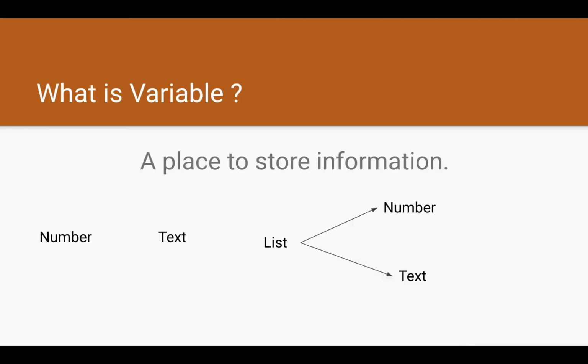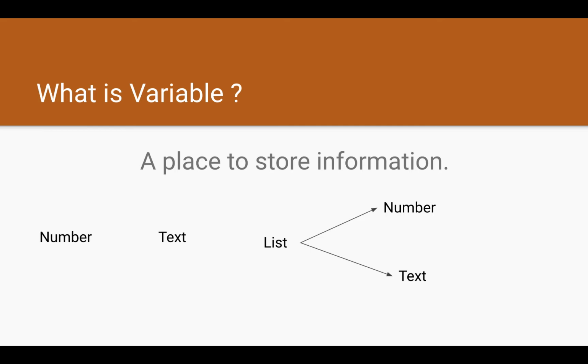So here, the first thing is, what is a variable? A variable is simply a place to store information or data. In our case it is a number or a text, and it could be a list of numbers and text. So that's pretty much it.